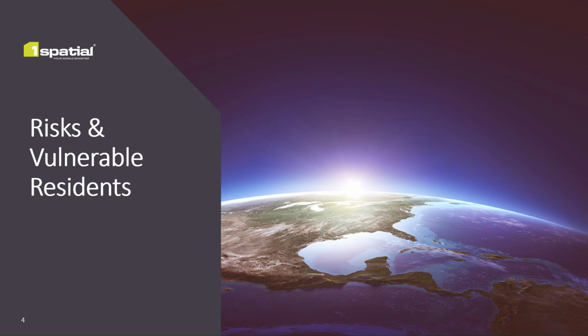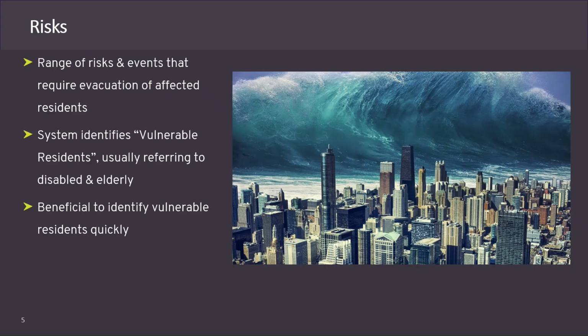So risks and vulnerable residents. There's a range of things that can happen that require everyone to evacuate and leave. Maybe not something that's quite as intense in the photo to the right, but knowing the vulnerable residents, a part of that, is very beneficial if we need to find that out very quickly. And the vulnerable residents is really just the UK's way of identifying people that are going to require extra assistance if they needed to be evacuated. And usually the disabled and the elderly make up a big chunk of that.